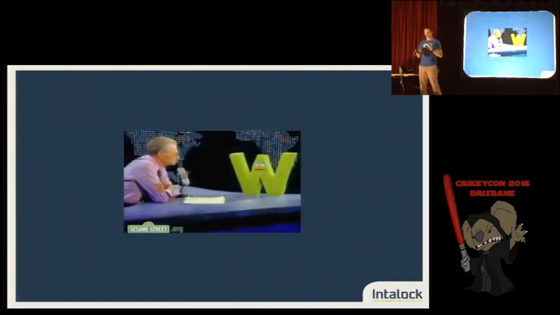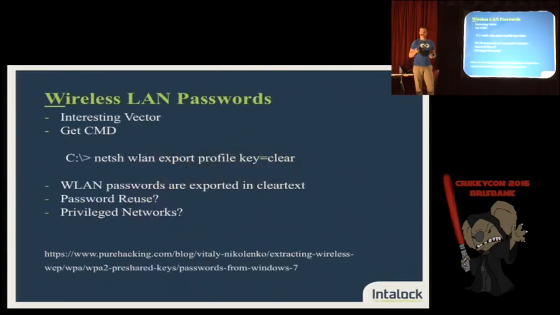W. Windows. Windows is just a massive priv-esc. Wireless LAN passwords. Come on! It's an interesting vector. From a command line, as a low or high privileged user, you can export your WLAN config. The administrator might lock it out so you can't open the configuration settings for networks, but you may be able to export it. If you're a privileged user, you can export it in clear. If you're not a privileged user, you can export it encrypted.